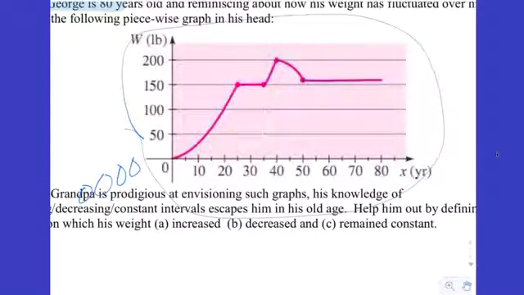So the things that we remember when we're older or we forget, it's kind of interesting the way the brain works. So Grandpa George can remember this, but he forgot about increasing, decreasing. So guess what? We're going to help him.